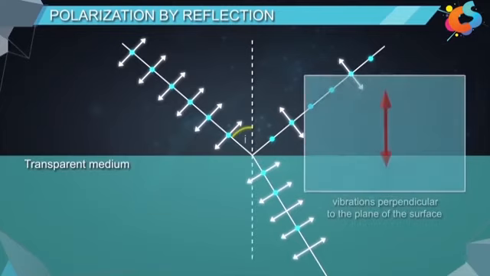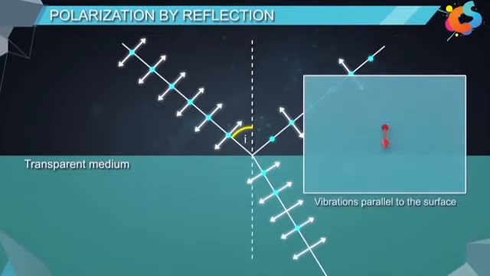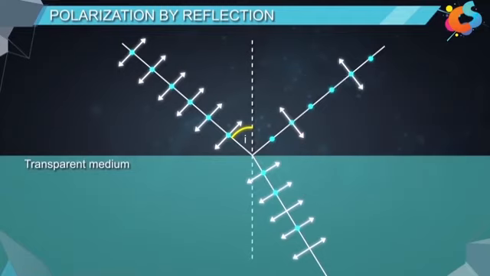Here, the straight arrows represent vibrations perpendicular to the plane of the surface, and the dots represent vibrations parallel to the surface. Now, if we observe the reflected light, we can see that it contains more number of dots than the arrows, which means that the reflected ray is partially polarized. Similarly, if we look at the refracted ray, we can see that it is almost unpolarized.